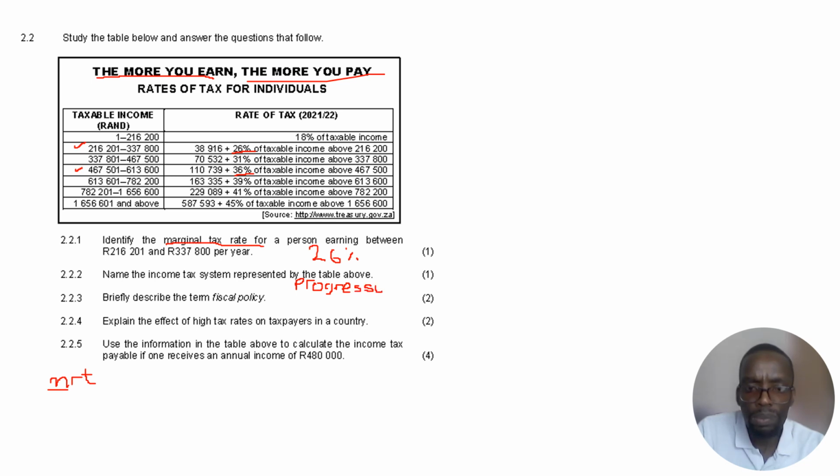So if you wrote progressive income tax, then you should mark it correct. And that's the tax system that we are using in South Africa. Then the next one, briefly describe the term fiscal policy.